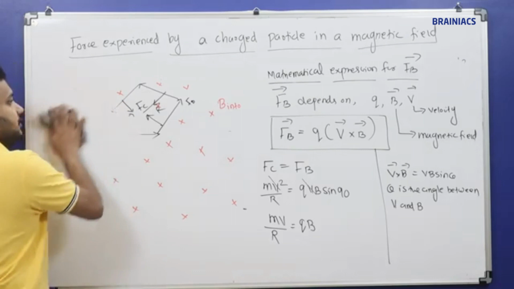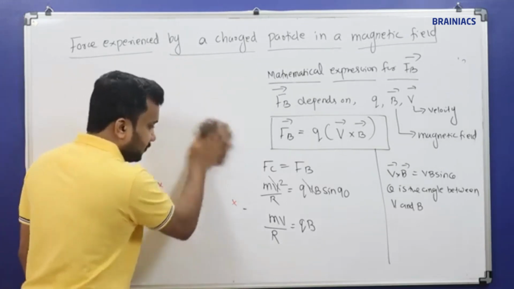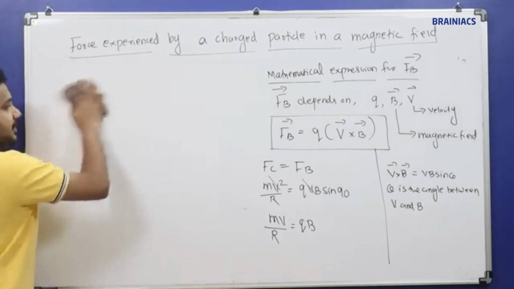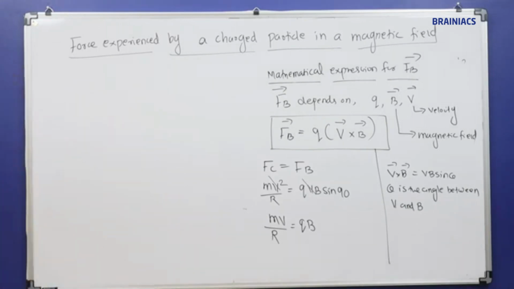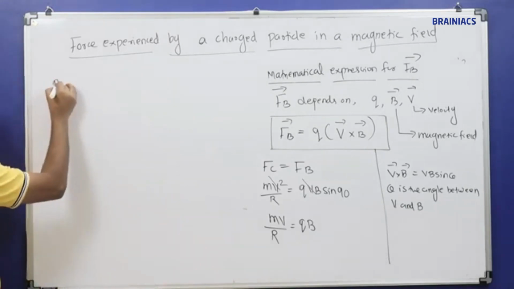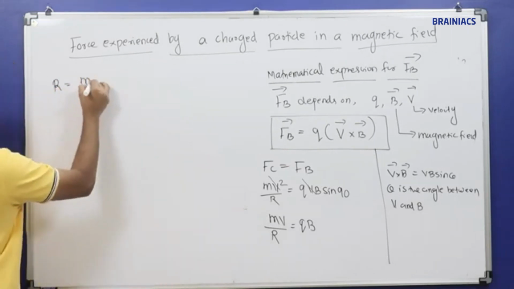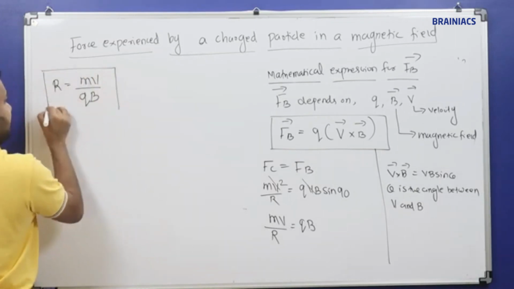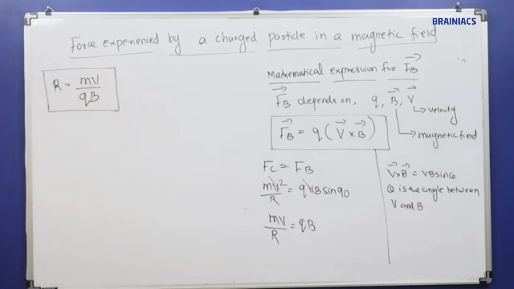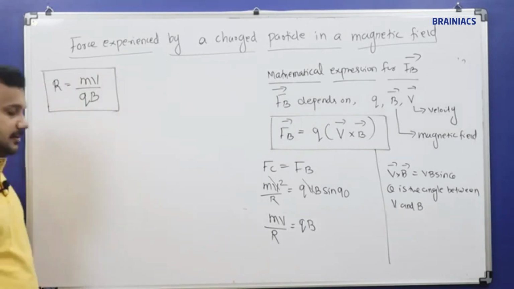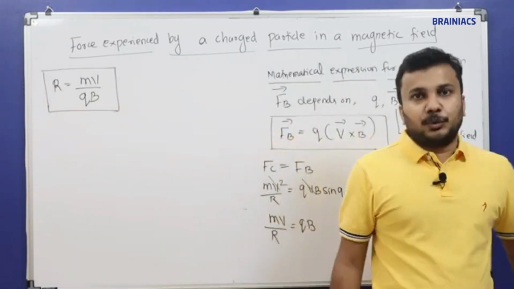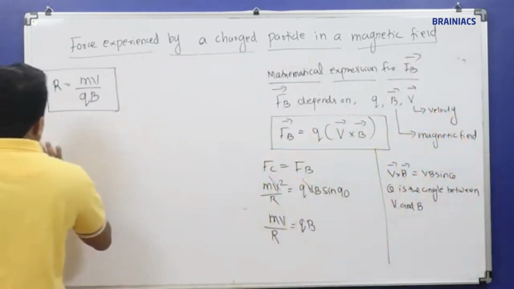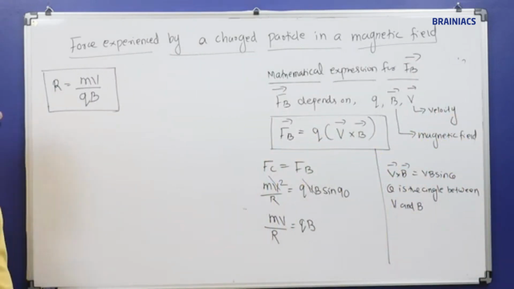So I need to expand this equation. We need to derive some set of equations, and for that I need this space. So what is the equation for r from this one? R will be equal to mv divided by qB. This is an important relation. Okay, next one.